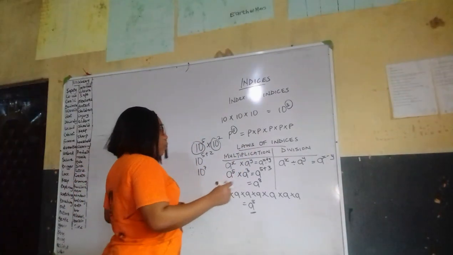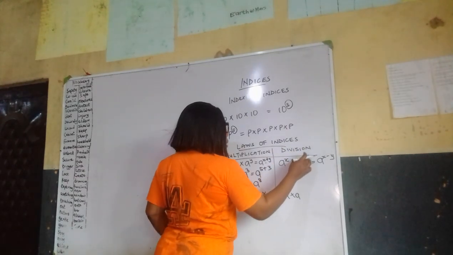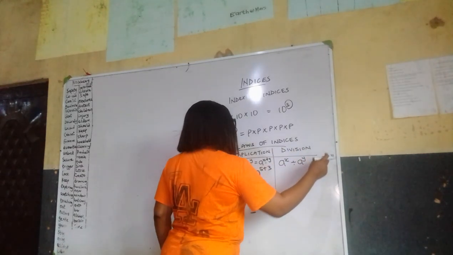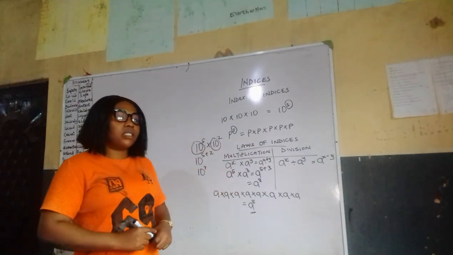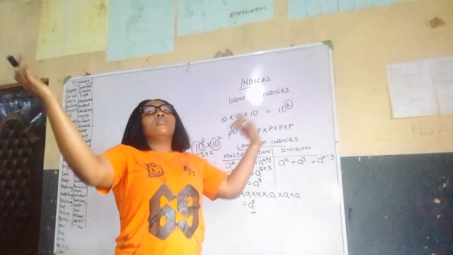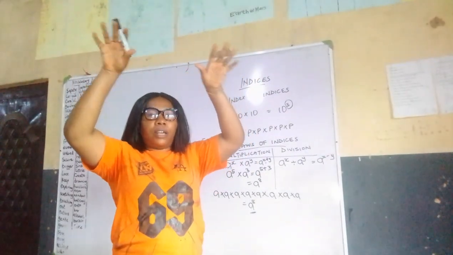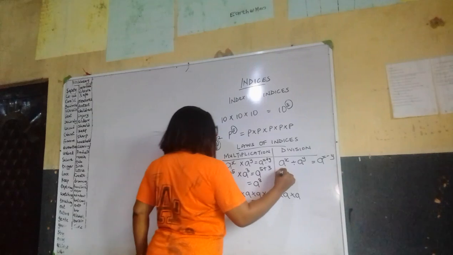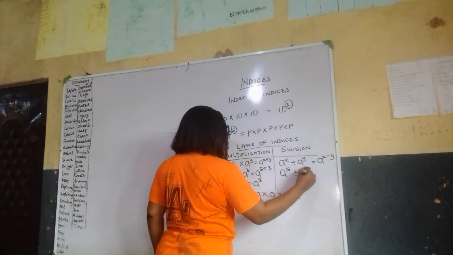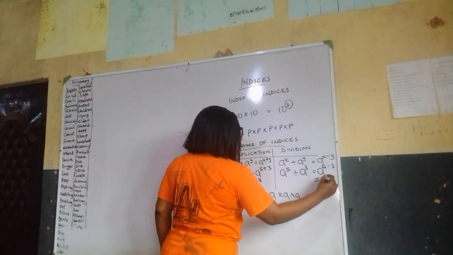So moving along, we see the division law. They said a raised to the power x divided by a raised to the power y is equal to a raised to the power x minus y. This is just telling you that if they have the same base and they are dividing each other, just minus the power of their index. For instance, a raised to the power 5 divided by a raised to the power 3 is just a raised to the power 5 minus 3, which is what? A raised to the power 2.